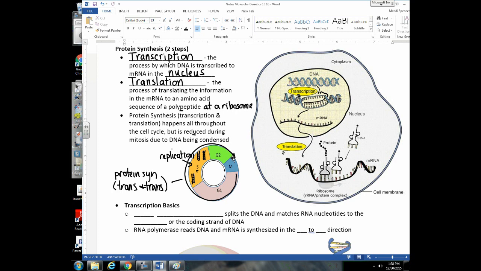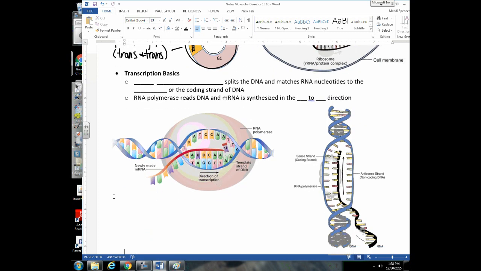So again, that was just a general overview of the two steps of making a protein. Transcription happens in the nucleus. It results in an mRNA molecule being made. Translation happens at a ribosome, and that's where the protein is actually going to be assembled out of amino acids. Now we need to get into the specifics. So we're starting with transcription.